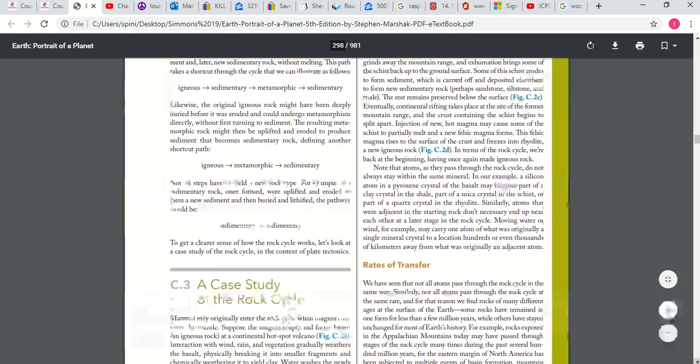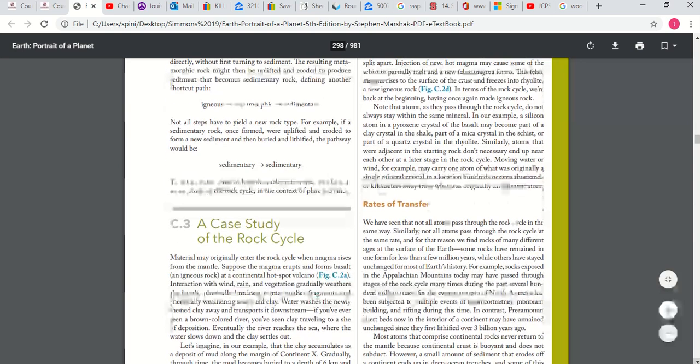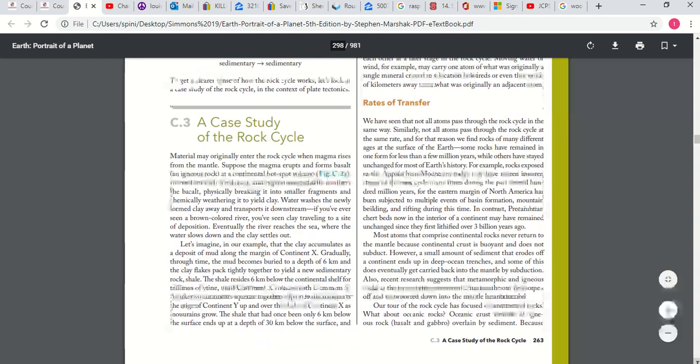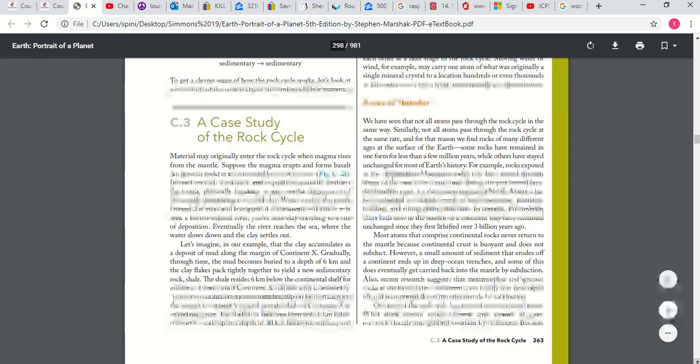So anyway, let's look at some pieces here. Look at the case study here for the rock cycle and how that formed, and rates of transfer. Basically, how long does this take? Well, some things can be very quick, can't they? Volcanoes can spew out molten lava, and that lava can cool in just a day or so and make a new rock. So that's pretty quick.